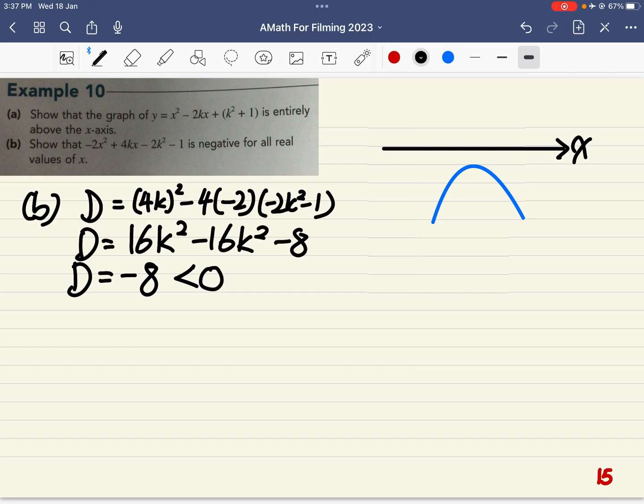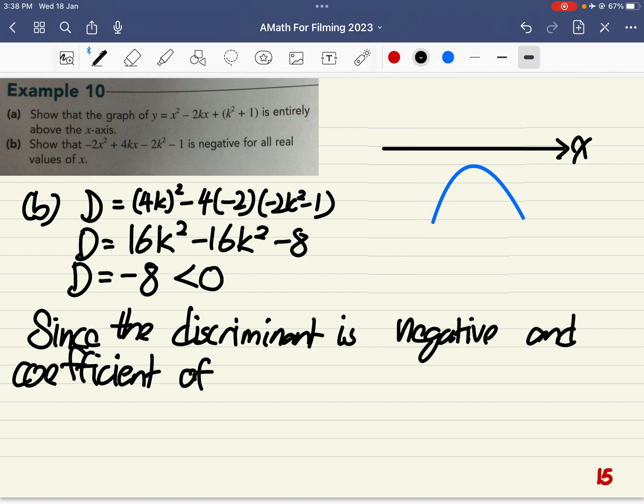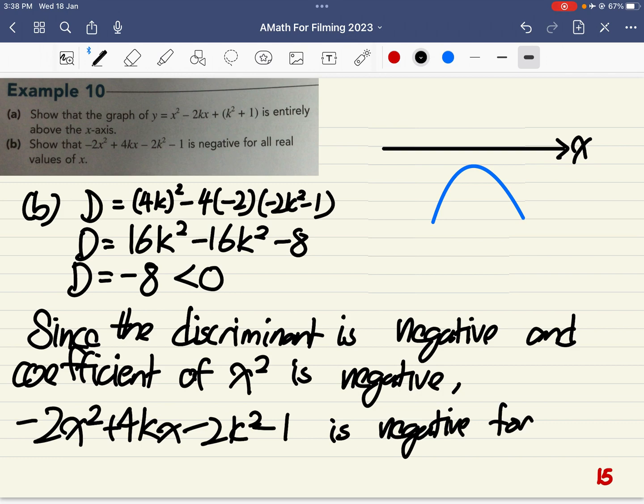How to put that into words to explain? You can say that since the discriminant is negative and coefficient of x squared is negative, this implies that negative 2x squared plus 4kx minus 2k squared minus 1 is negative for all real values of x.